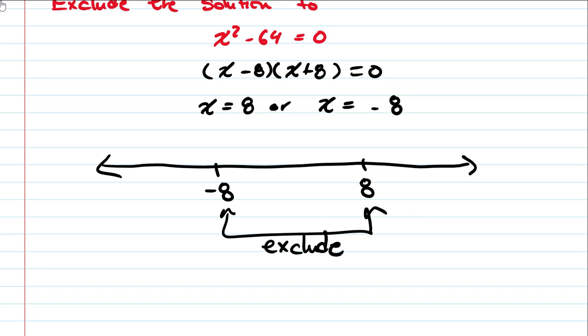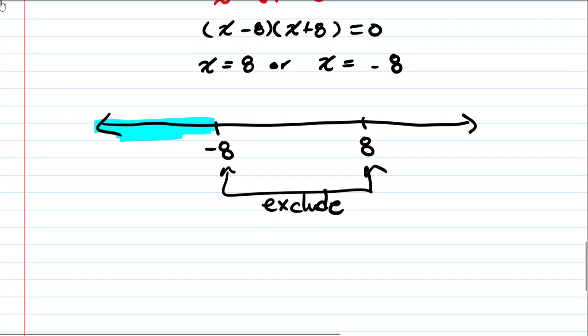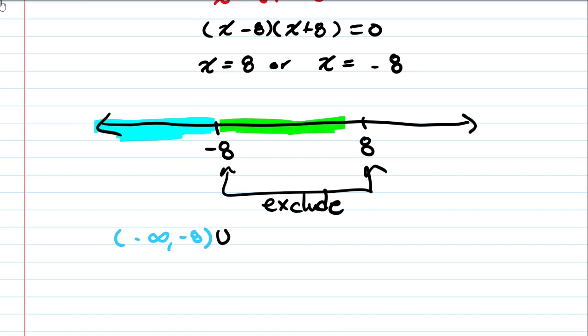So if we remove 2 points from the whole real line, we're going to get 3 separate parts. So the first part of our domain goes from negative infinity to negative 8. The middle part goes from negative 8 to positive 8. And then the last part of our domain is over here, where our numbers are bigger than 8.